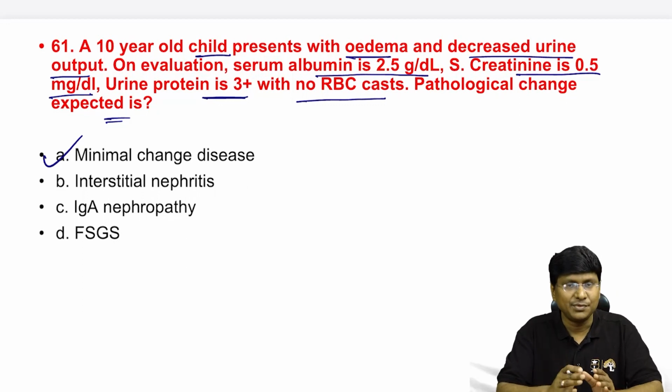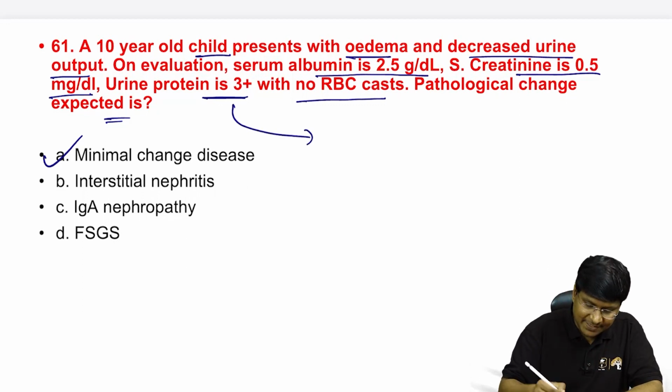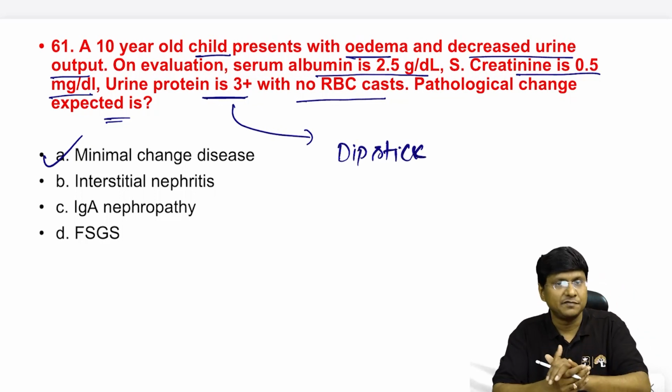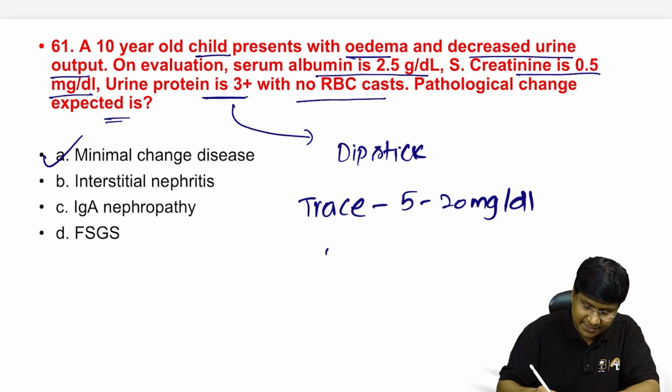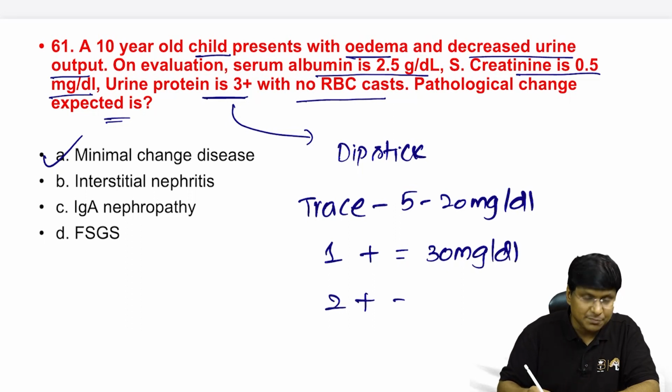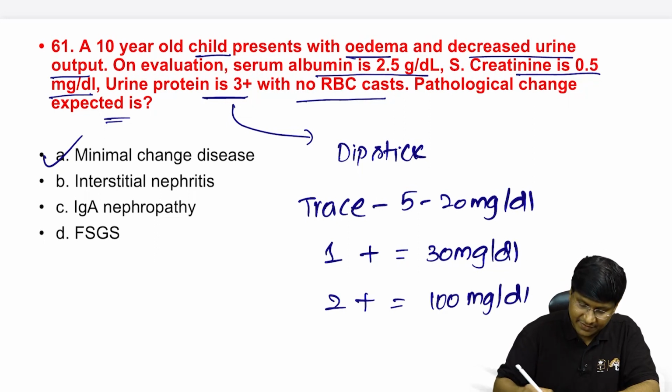Now, regarding the proteinuria, this is a very important question. This 3 plus, how are you able to make it out? That is by dipstick. With dipstick detection of proteinuria, if the test shows only a trace of protein, then the quantity of proteinuria is 5 to 20 milligrams per deciliter. If the dipstick shows 1 plus protein, the quantity is around 30 milligrams per deciliter. If it shows 2 plus, the quantity is around 100 milligrams per deciliter. And if it shows 3 plus proteinuria, the quantity is around 300 milligrams per deciliter.